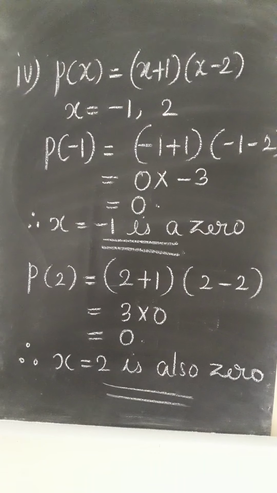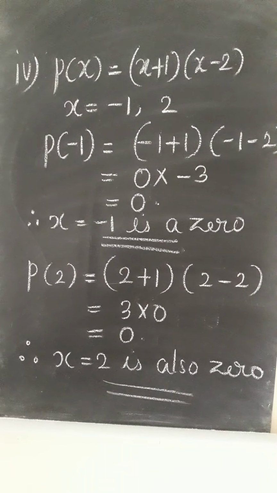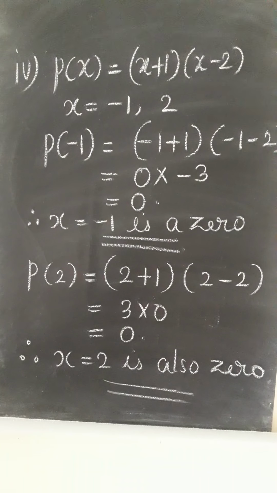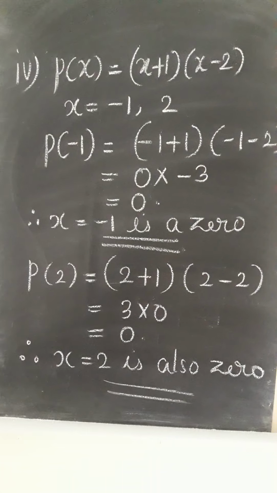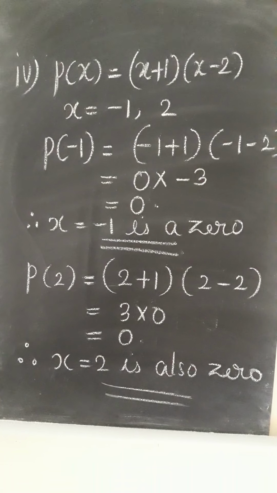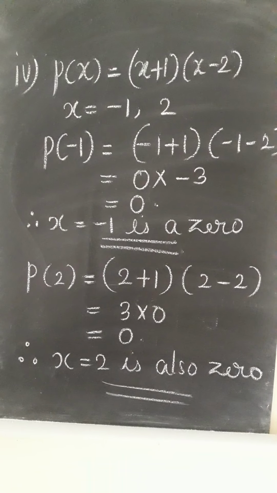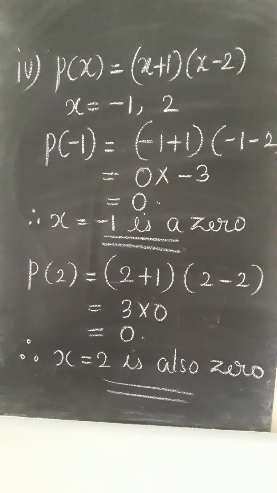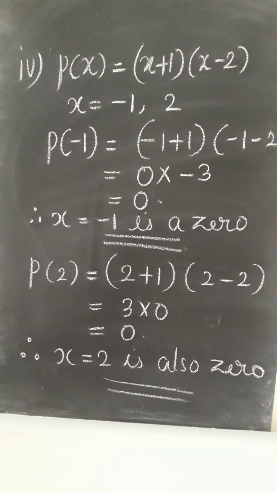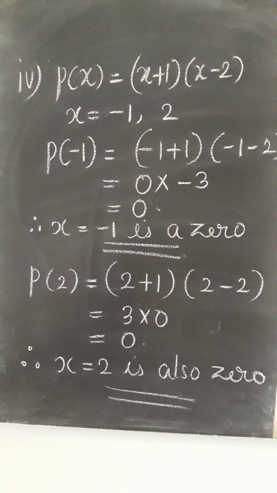And similarly, one more value you have to check, that is p of 2. So p of 2 is equal to 2 plus 1 into 2 minus 2. The first bracket is 3 and the second bracket is 0. So 3 into 0, what is the answer? It is also equal to 0. So what is our conclusion? X equal to 2 is also a 0 of the polynomial p of x is equal to x plus 1 into x minus 2. Okay.